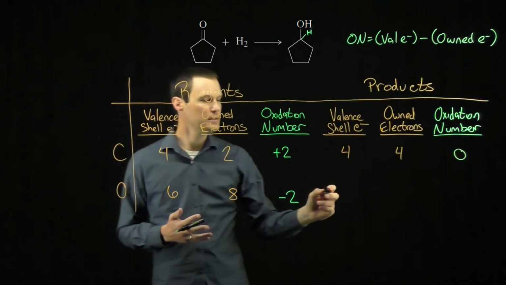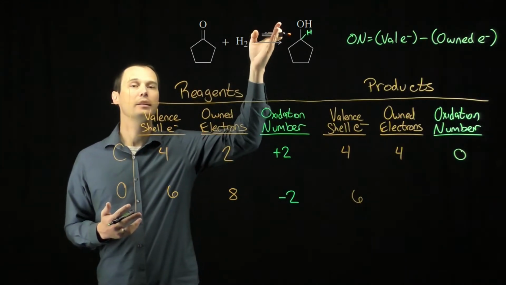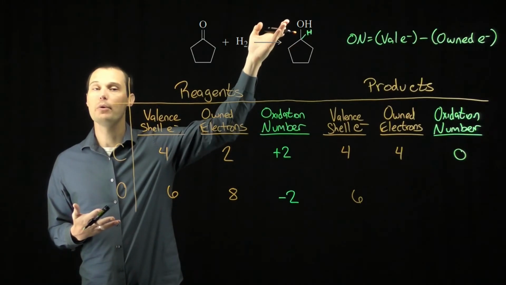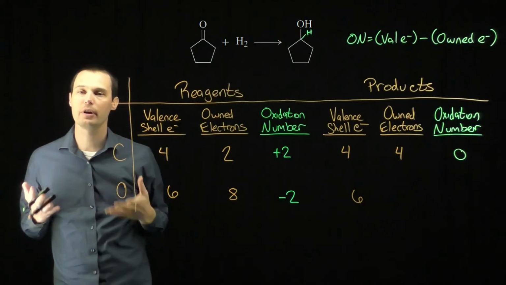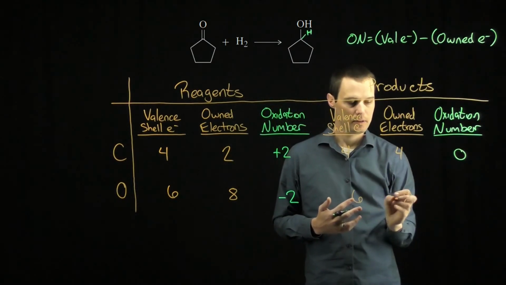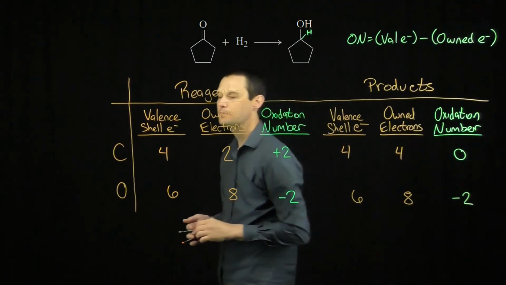Oxygen still wants 6 electrons in its neutral ground state configuration. In our product, it owns both of the electrons in the carbon-oxygen bond, it owns both of the electrons in the oxygen-hydrogen bond, and it has 2 lone pairs for another 4 electrons. So it owns a total of 8 electrons. 6 minus 8, the oxidation state of oxygen in the product is -2.